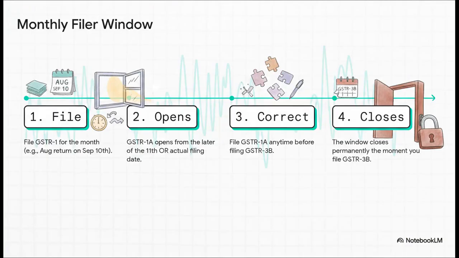For all you monthly filers out there, the timeline is actually pretty straightforward. Let's say you file your GSTR-1 for August on September 10th. The GSTR-1A form becomes available to use starting on the 11th, or whenever you actually filed, whichever is later. You then have this open window to make your fixes, and that window slams shut the very second you file your GSTR-3B for August. Once that's in, the opportunity is gone for good.